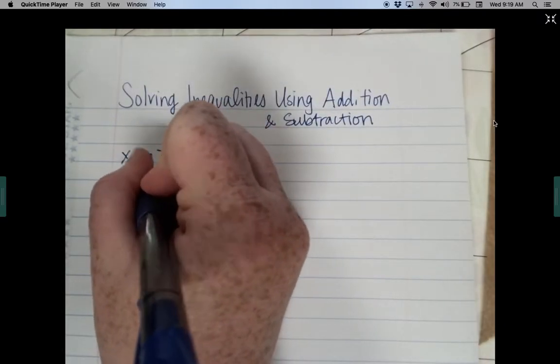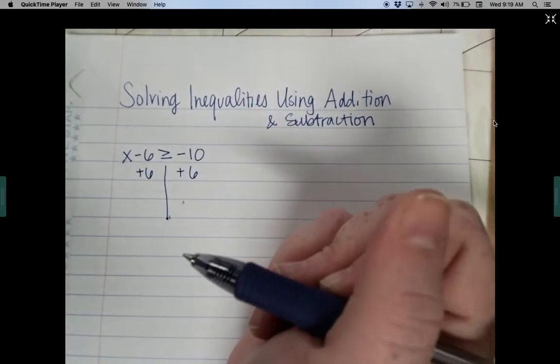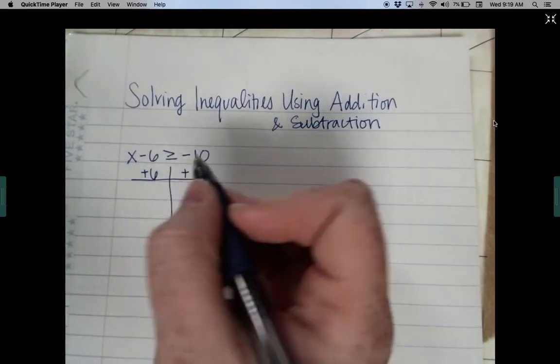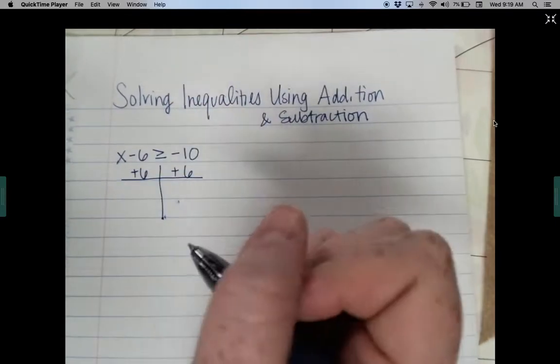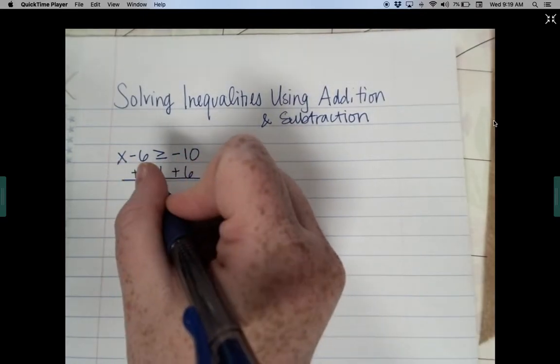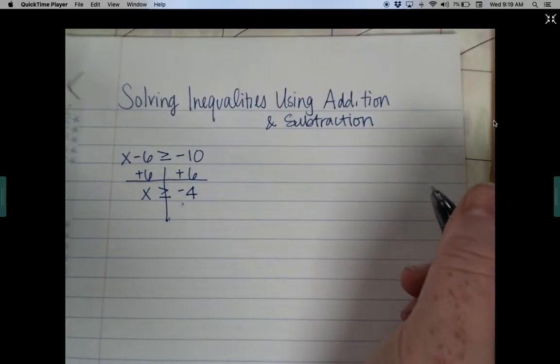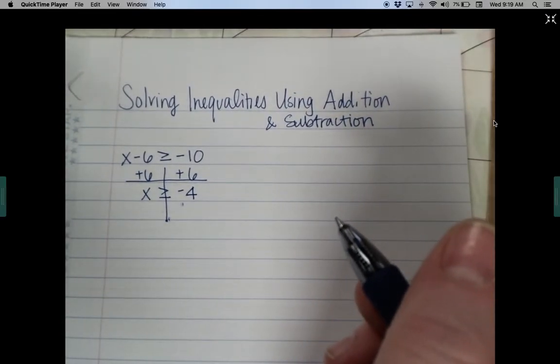We're going to add 6 to both sides because we are subtracting 6, or it's a negative 6. So minus 6 plus 6 gives me 0. So on the left I have x. Negative 10 plus 6 is negative 4. Goal is to isolate the variable. Did I isolate it? Okay.